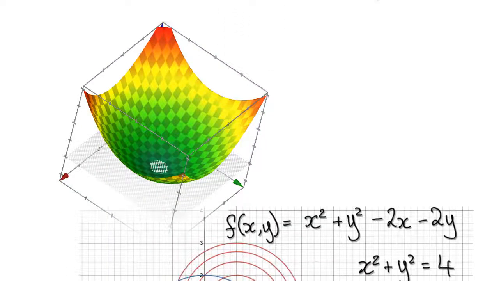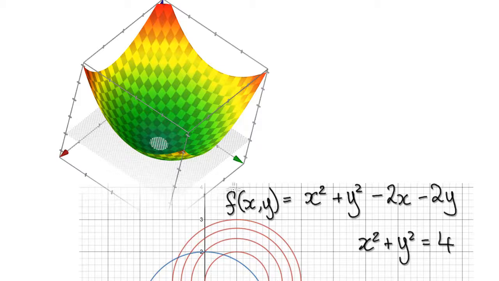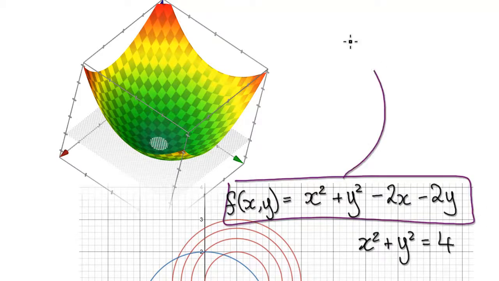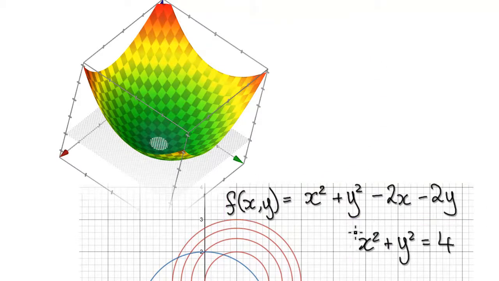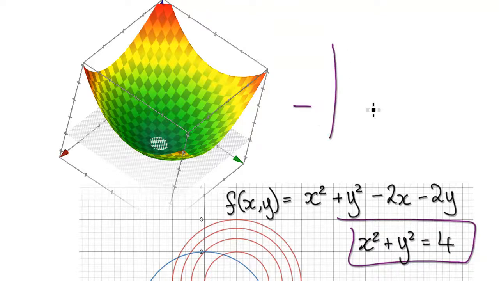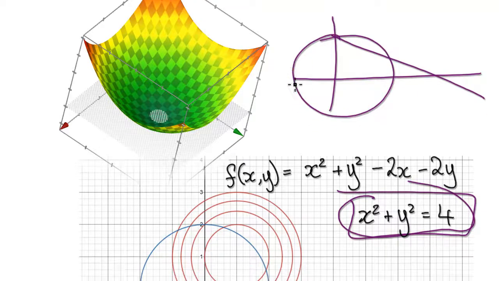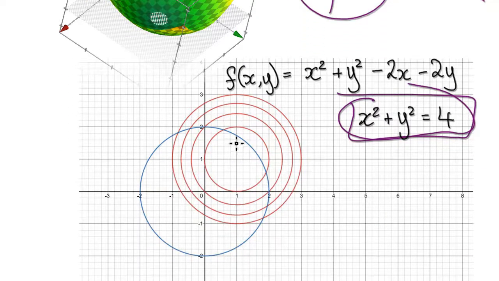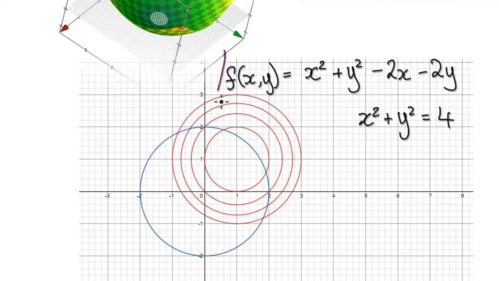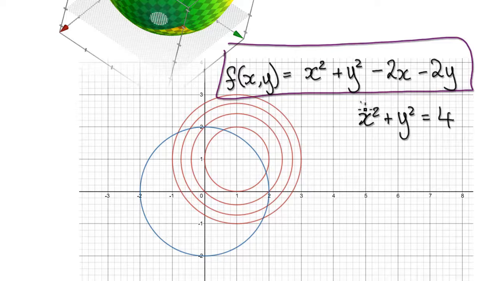Okay, let's give you guys some more practice. So similar to the previous video, we've got the same surface. But this time, instead of the constraint being a straight line, our constraint is a circle of radius 2, and your job is to find the maximum and the minimum value of this function given this constraint.